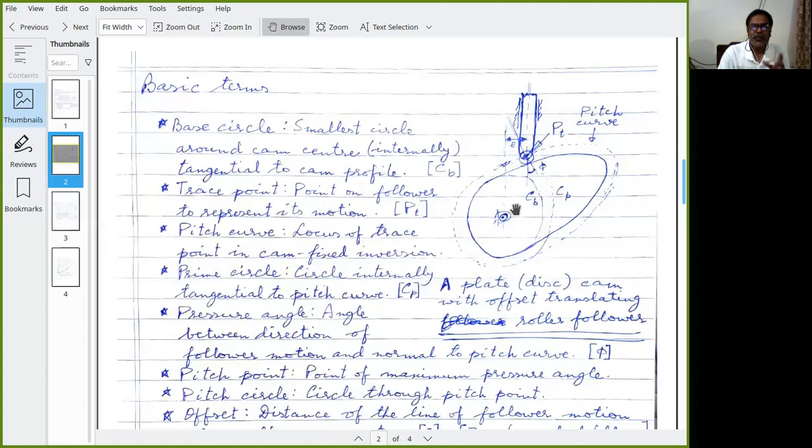So for that, you can typically draw a configuration sequence with the cam as fixed. It's an inversion of the mechanism. If you consider the cam as fixed, the frame and the follower move according to whatever the cam motion could be, the negative of that. So in the cam-fixed inversion, whatever path the trace point traces is the pitch curve.